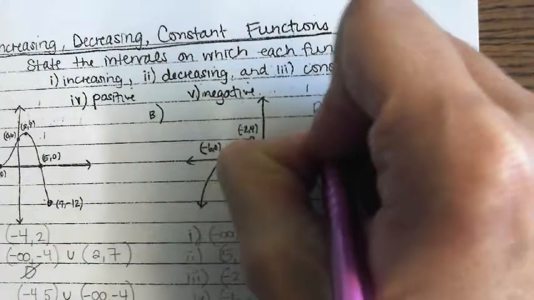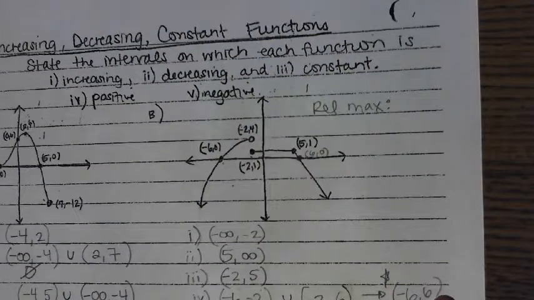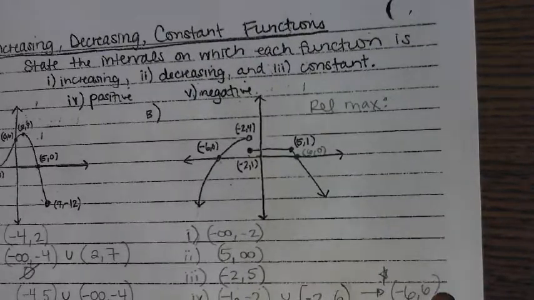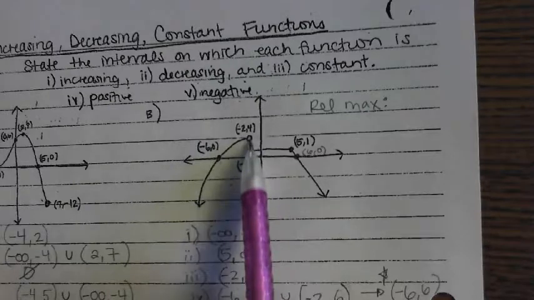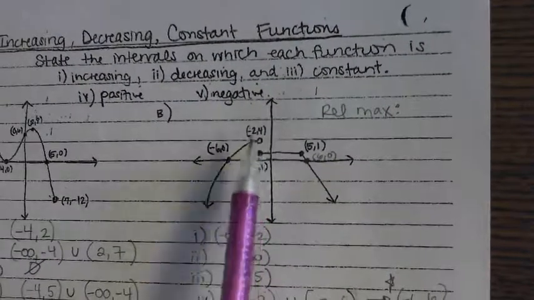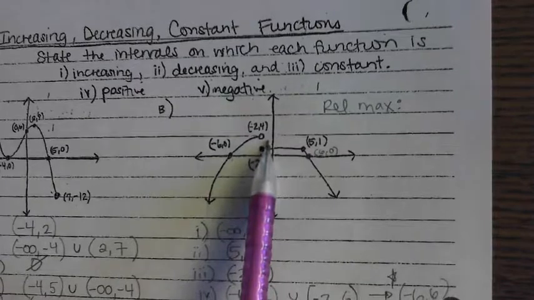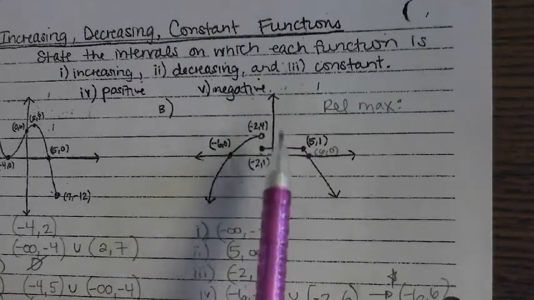And relative maximum here, what do you think? Sarah, we'll hit you up again. -2, 4. That's not actually a point on the graph, believe it or not. When it's an open circle like that, okay? So unfortunately, that would not be a relative maximum because it's not actually even a point on the graph.